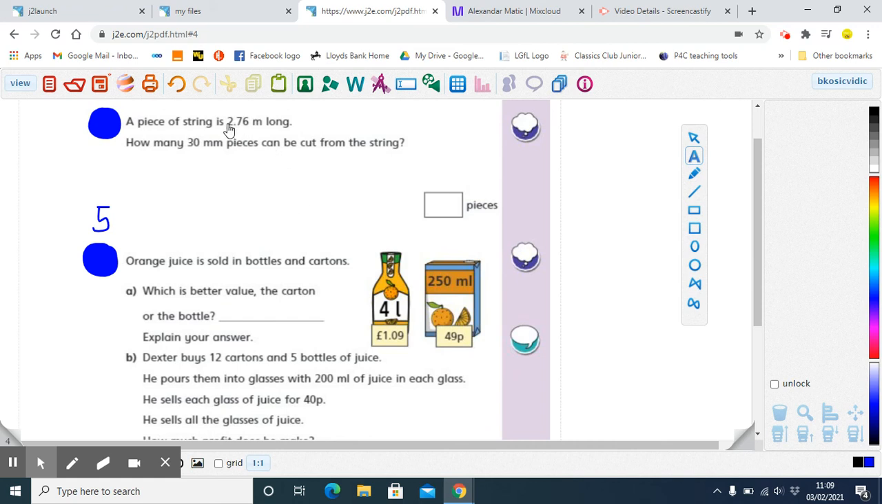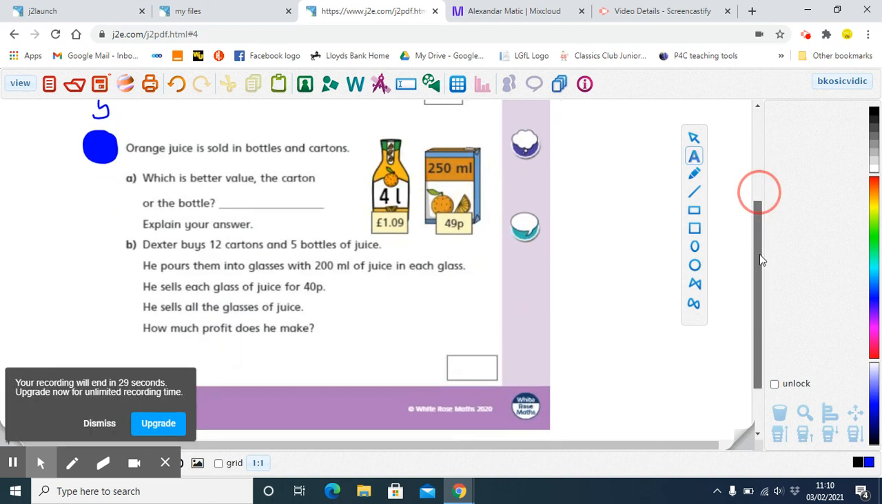Bear in mind, here you have to convert your meters into millimeters, okay, and find out how many 30 millimeter pieces are there going to be in the string that is 2.76 meters long. So once you convert it into millimeters, it's going to be easy to do that. And in the next set of questions, remember just to work out the prices. So for example, if this container has a capacity of 250 milliliters, see how many of those you need to make 4 liters, and then how much of each is going to cost.